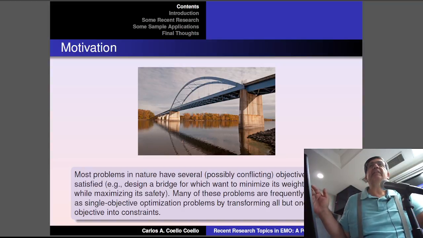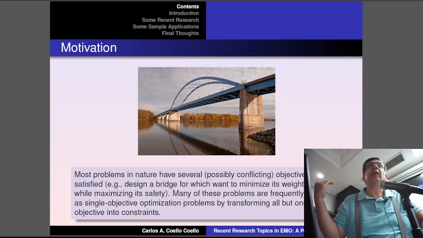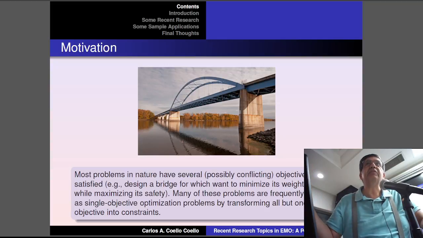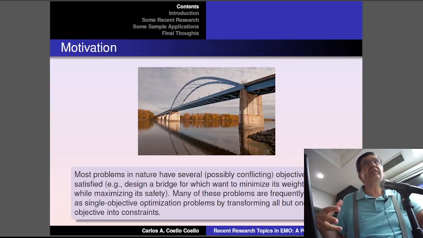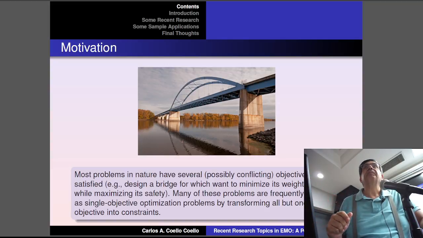For example, I want to design a bridge, and two objectives that come to mind immediately are cost and safety. Any structure has to be safe because people are going to use it, cars are going to pass over the bridge, and we don't want to have any accidents. We don't want the bridge to collapse. So safety is an issue. But at the same time, cost is another issue because we want the bridge to be as cheap as possible. These two objectives are conflicting.